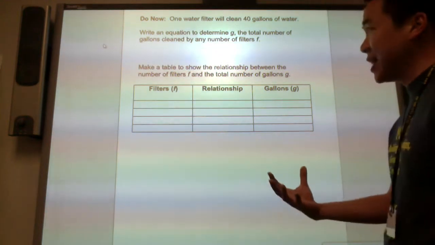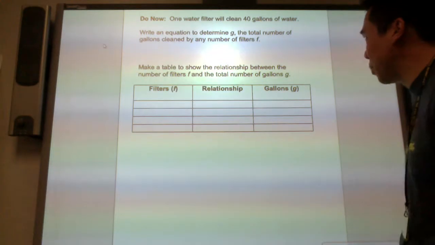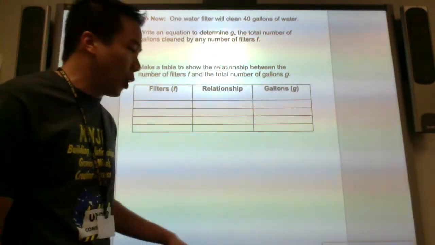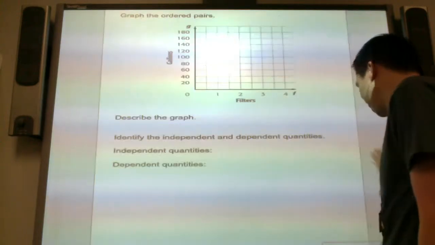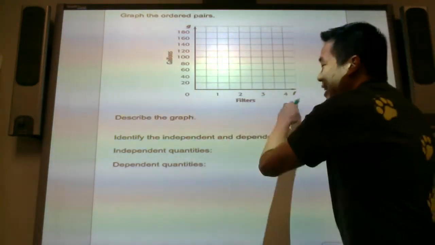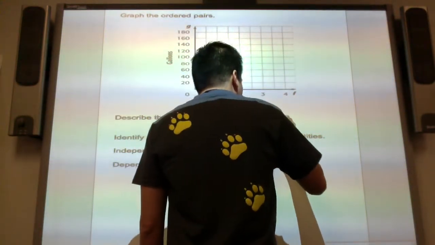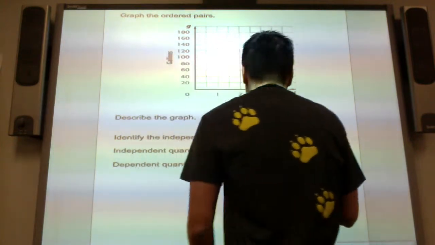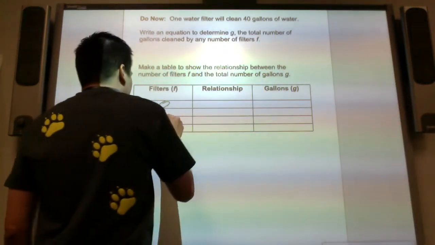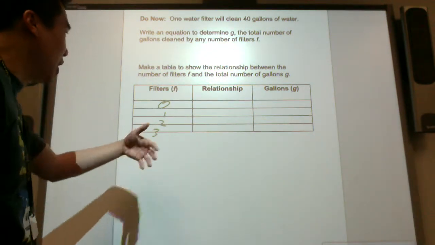So first of all, let's make a table to show the relationship between the number of filters F and the total number of gallons G. So what number would you like to use for filter? Well, let's look at our graph. According to our graph, the independent, which is the x-axis, goes from 0 to 4. So 0, 1, 2, 3, fine, I'll put a 4, even though the table did not include it. I'll add a 4th.